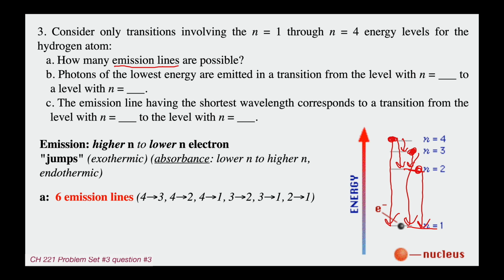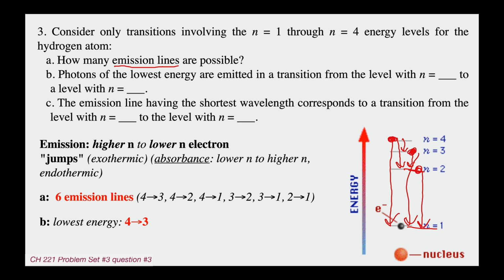So the smallest arrow that we drew up there just now was the 4 to 3 transition, all right? The 4 to 3 is the smallest gap. So when it says for B, photons of the lowest energy, that would be the 4 to 3 level. The 4 to 1 would be the largest level.